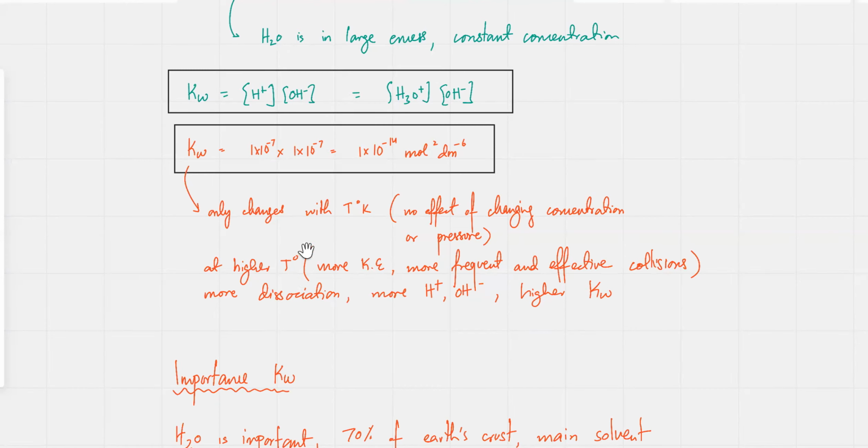But any equilibrium constant changes with temperature. So if you have a higher temperature, the equilibrium constant is going to increase, and it's going to ionize more.